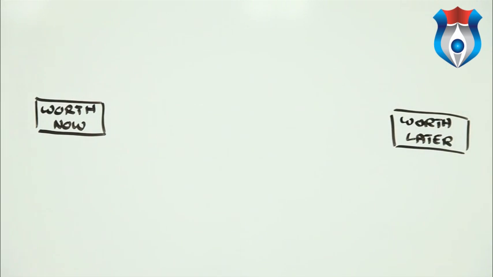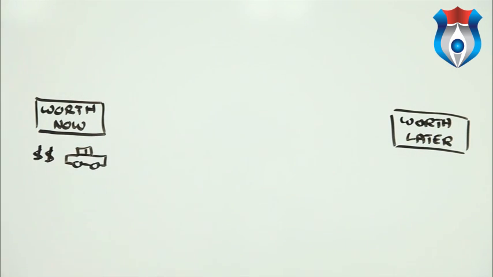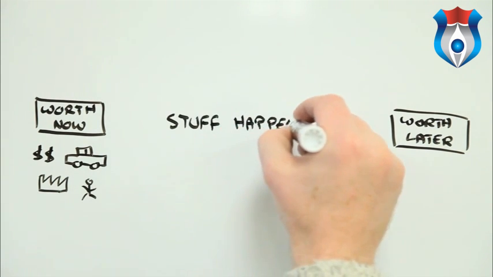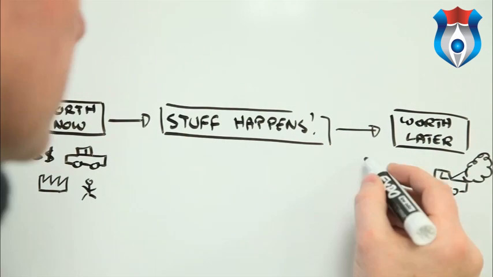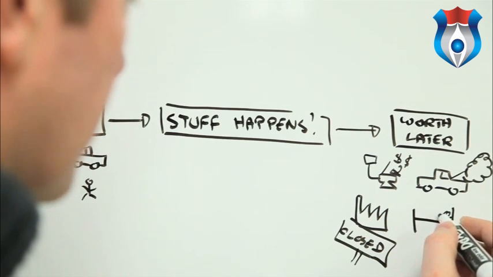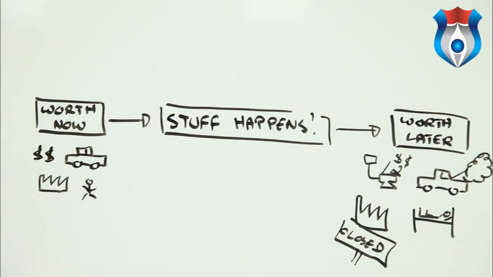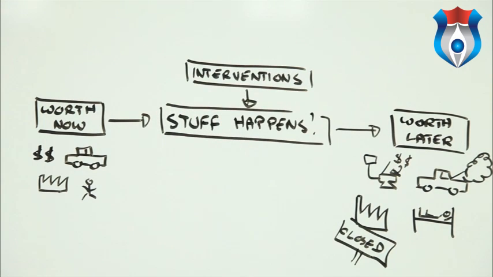What something is worth now and how it changes over time, whether it's your savings, your possessions, your livelihood, or your health. Unfortunately, it's a fact of life that bad stuff happens. Your car breaks down, you make a bad investment, you're made redundant, you get sick. And as a result, you lose something of worth. This is not good news. But there are ways of reducing the pain.